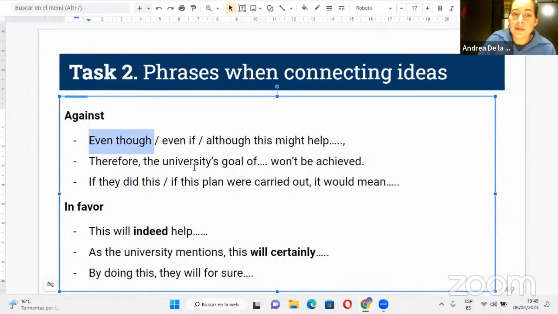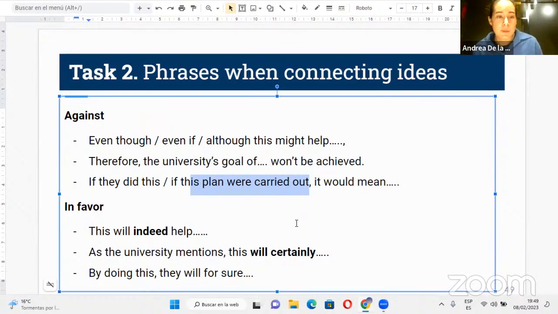You can also use phrases like, the university's goal of attracting top students won't be achieved since students are not going to be happy about the conditions in the university, right? You can do something like that. Or if you really want to sound fancy, you can say, if this plan were carried out, this is what would happen, right? Of course, you don't have to say it exactly like this. You can accommodate it, but these are some ideas.